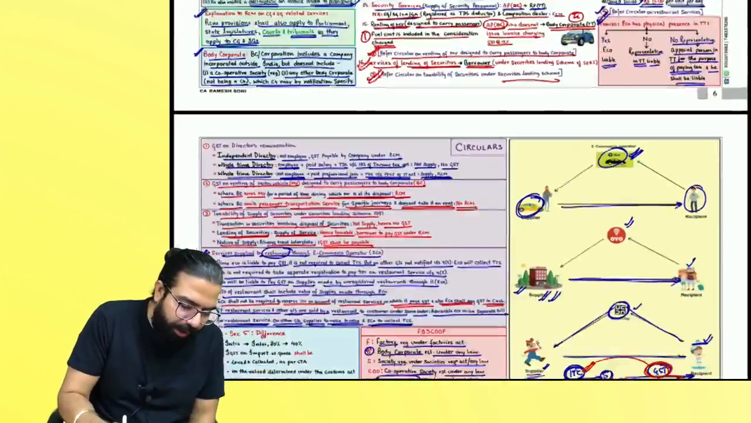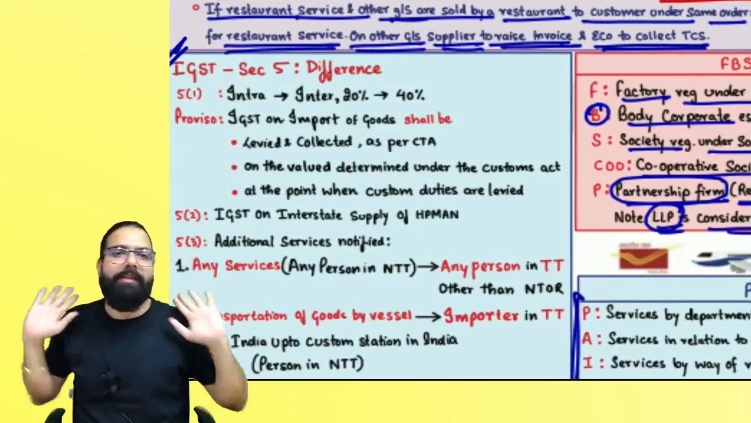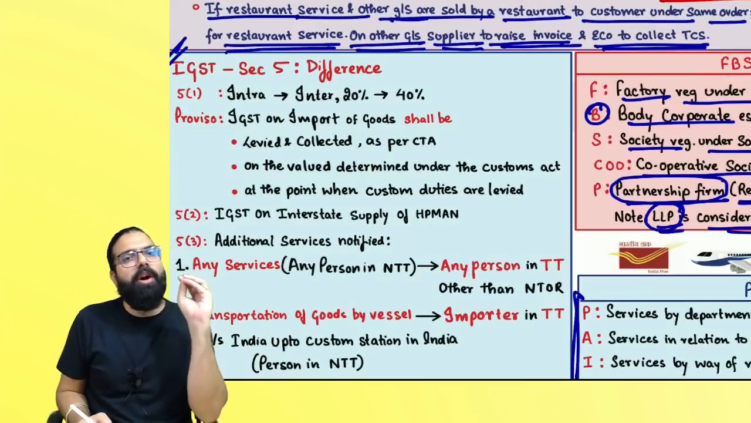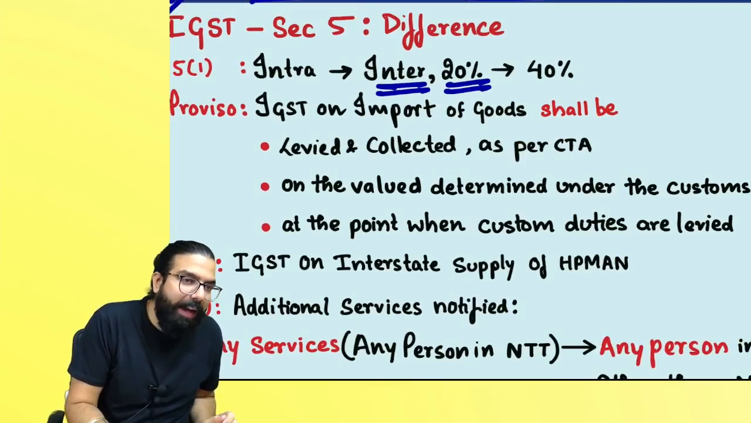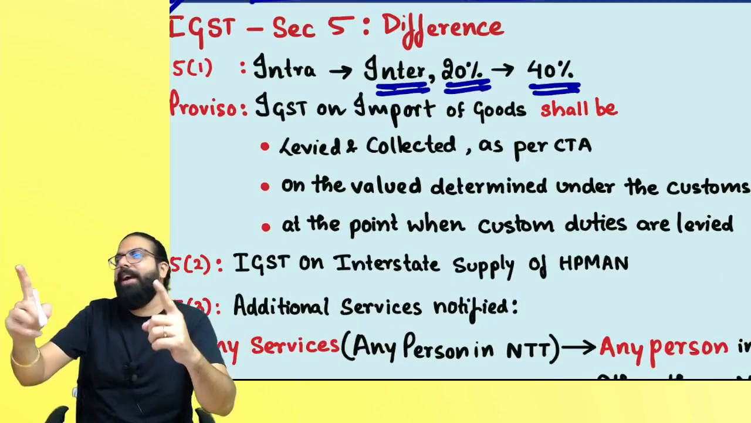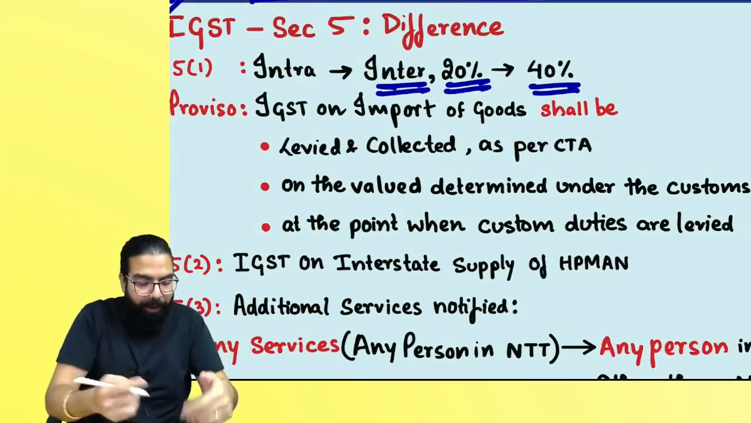Now the next one over here is, sir, section number 5. Section number 9.1 and 5.1 are same. 9.1 talks about intrastate. Here it talks about interstate. 20% in 9.1 becomes 40% because IGST Act will be 20 plus 20. CGST plus SGST will be IGST Act.